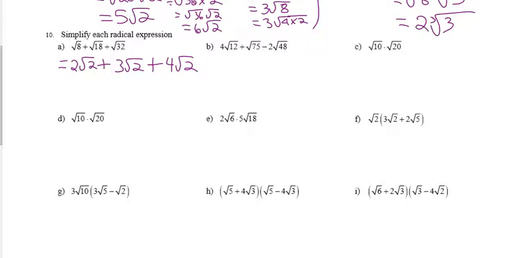Okay. So in this one, I'm not giving you the individual details. I'm not going to write root 8 is root of 4 times 2, which is root 4 root 2, which is 2 root 2. I'm just saying it's 2 root 2. What's 2 root 2 plus 3 root 2 plus 4 root 2? Yeah, we got 9 something. We got 9 root 2s, right?